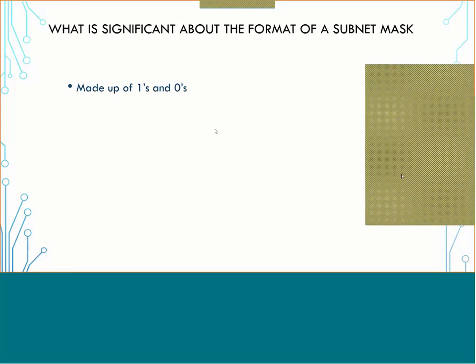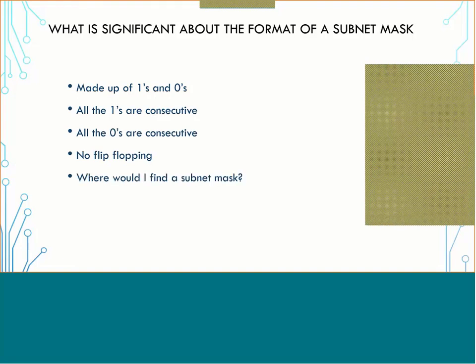Whereas with an IP address, we see flip-flopping, right? We see 11001011. However, with a subnet mask, it's ones and zeros, and they're all going to be consecutive, and all the zeros are consecutive. There's no flip-flopping, right? So where might I see a subnet mask?